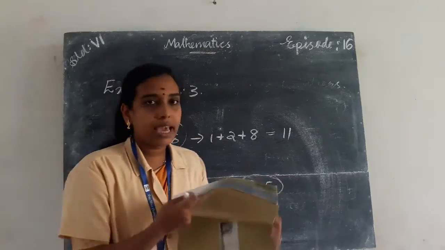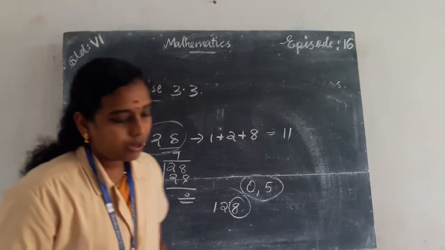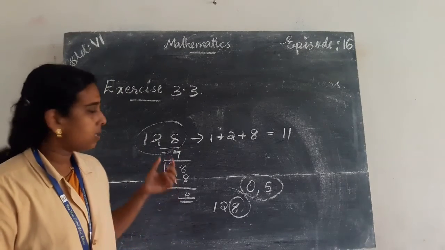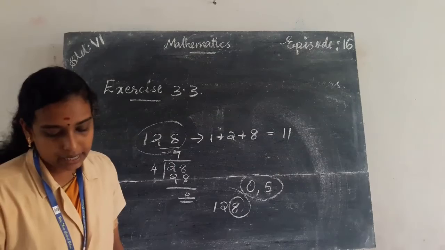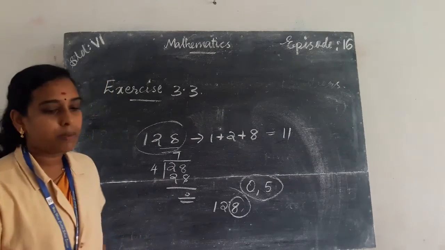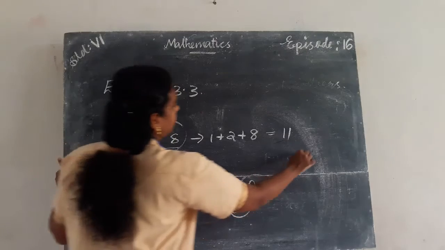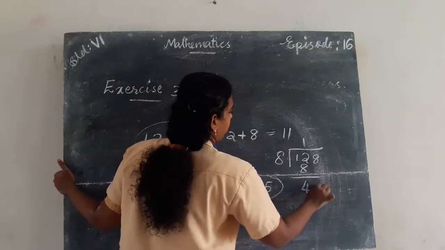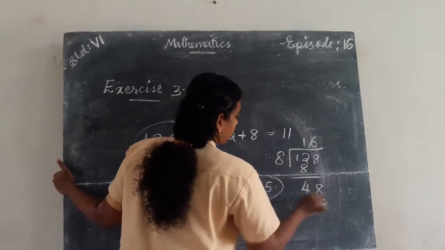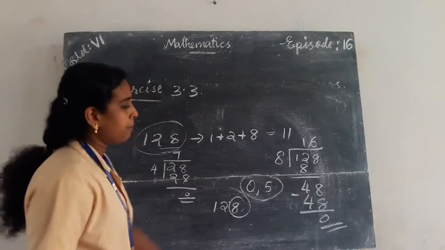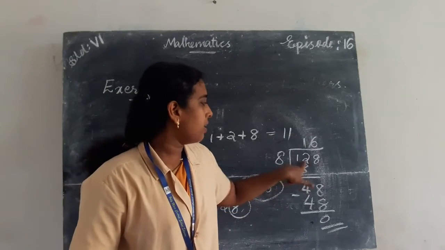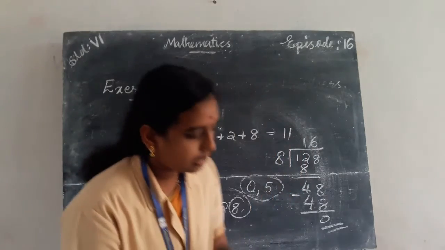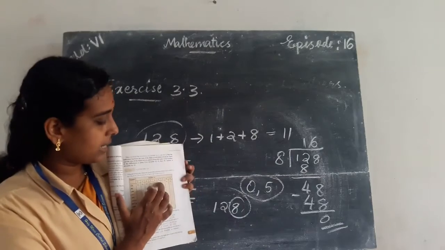And the next one is 8. To check if a number is divisible by 8, we take the last 3 digits. If those 3 digits are divisible by 8, then we can say that the number is divisible by 8. So 128: 6 8s are 48, and we get the remainder 0. Then we can say that 128 is exactly divisible by 8. So we can write yes here.